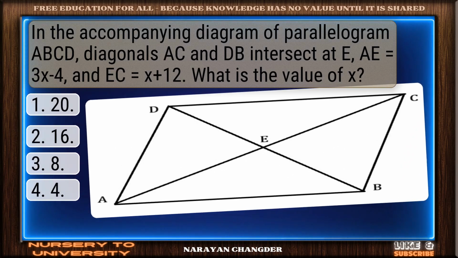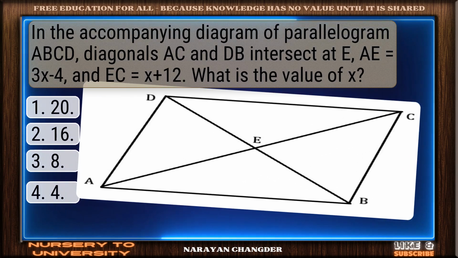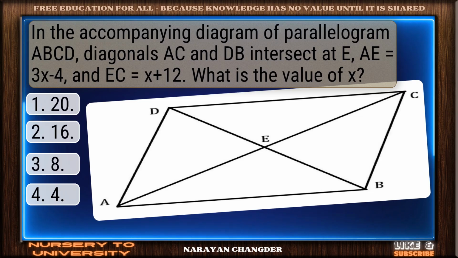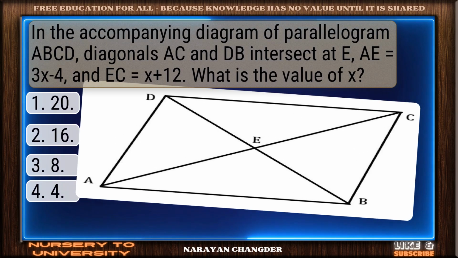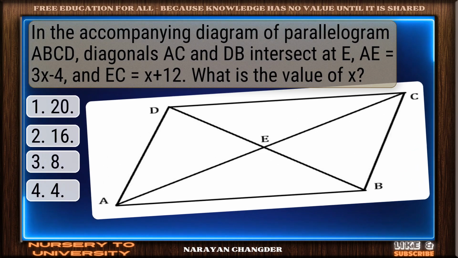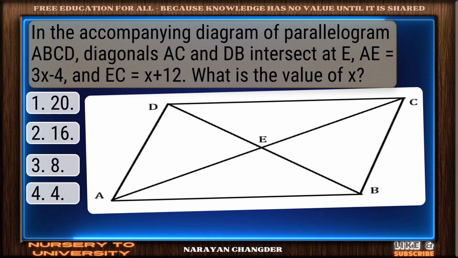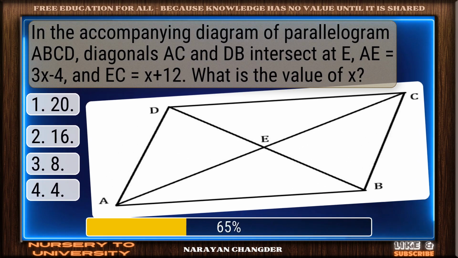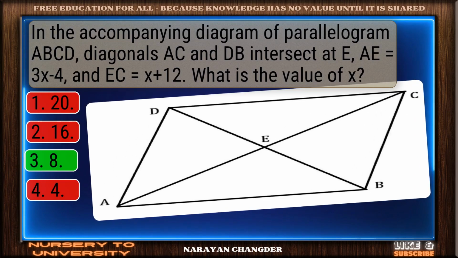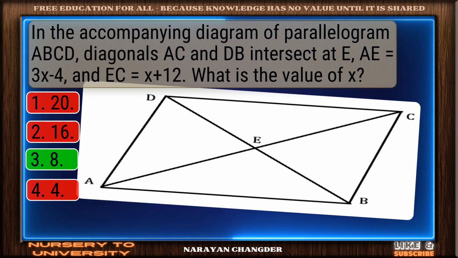Question number 1. In the accompanying diagram of parallelogram ABCD, diagonals AC and DB intersect at E, AE equals 3x - 4, and EC equals x + 12. What is the value of x? Strong choice. 8 is the right answer.